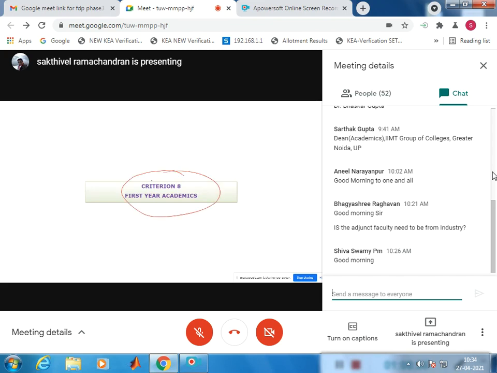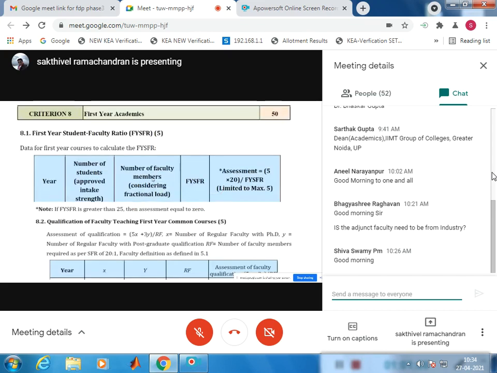Next, we come to criterion 8. This is totally for the first year academics. This speaks about the first year admission and their evaluation of performance, their student faculty ratio. So more with the first year students. So it carries 50 marks. Let's see what are the metrics in which they are being evaluated.